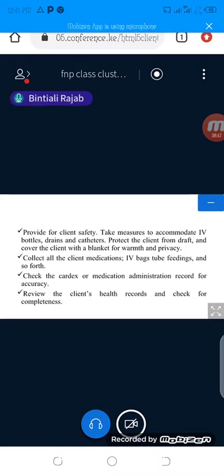So I hope I've explained that. Collect all the client's medication, IV bags, tube feedings, and so forth. The medication that the patient was using in your ward, let them go with the patient. When they reach there, the nurse who is admitting them in ward B will look at those medications again and will see the ones which the patient will continue with and the ones which they will not continue with. Check the Kardex or medication administration record for accuracy.